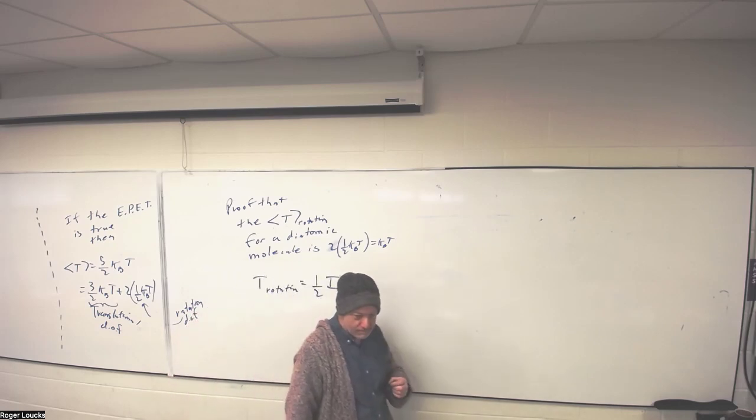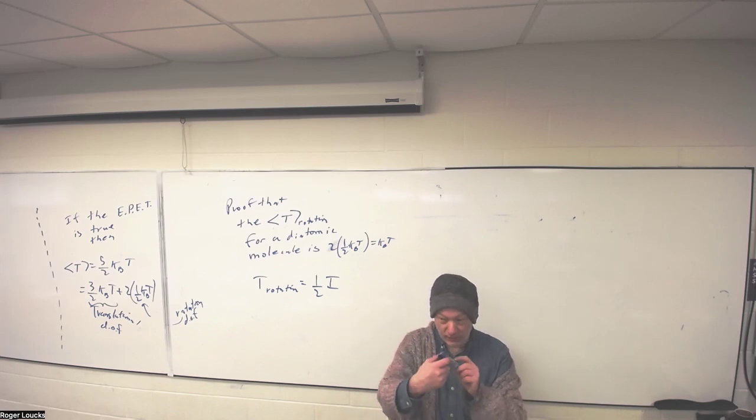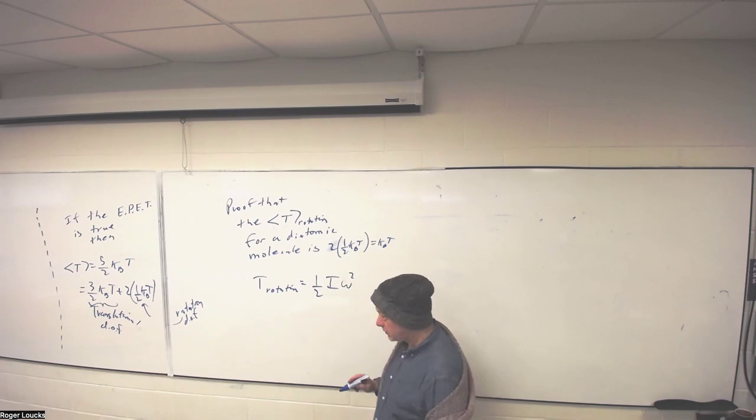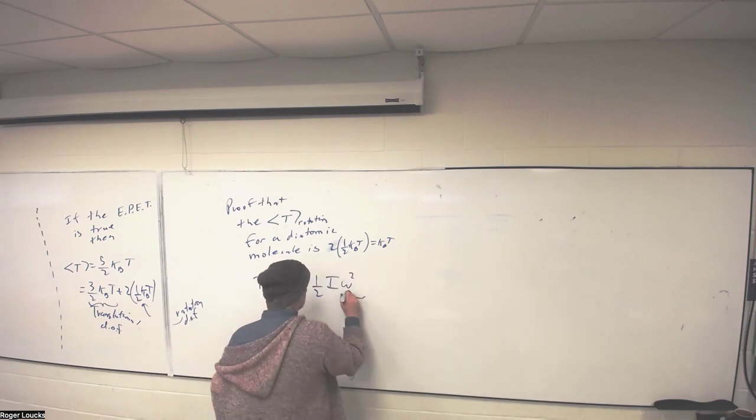Times angular velocity, the rate at which this thing rotates. It's omega squared. Okay, this is your angular velocity.